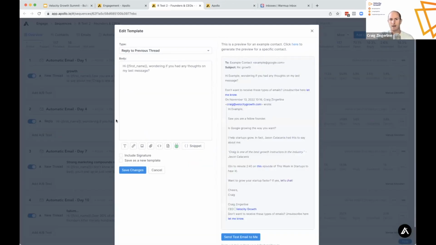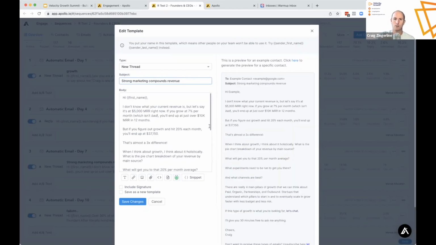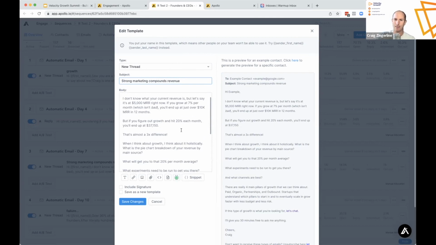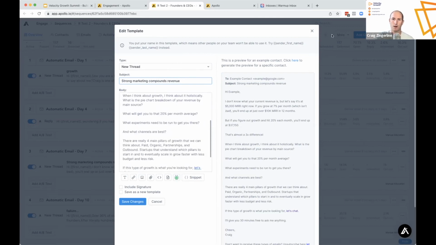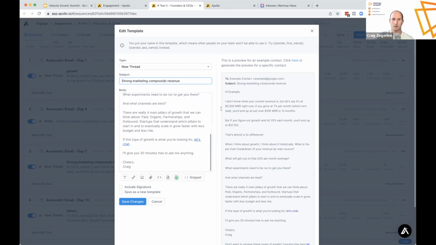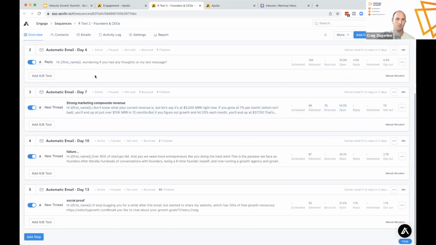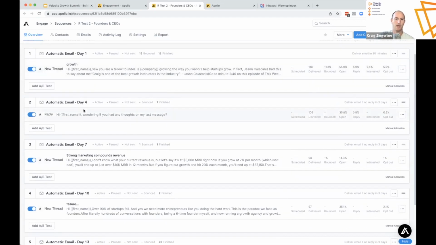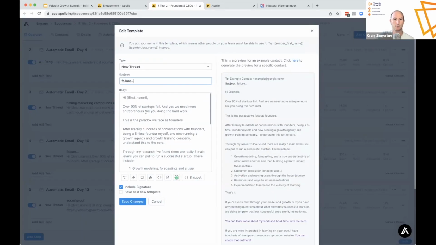Email 2 is my kind of obnoxious, like, hey, did you see my last message? Email 3 is where it starts to get more interesting, where I'm really trying to add that value. Talk about the MRR, I talk about the ARR, I talk about these pillars of growth. And again, this is done. So this is day 1, this is day 4, this is day 7, this is day 10. Subject line is failure.